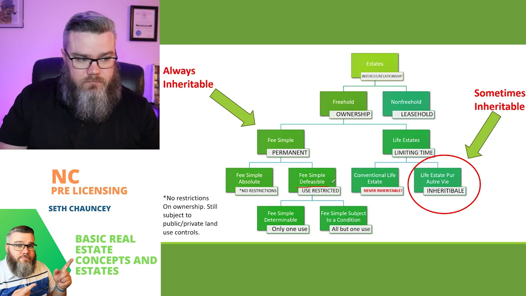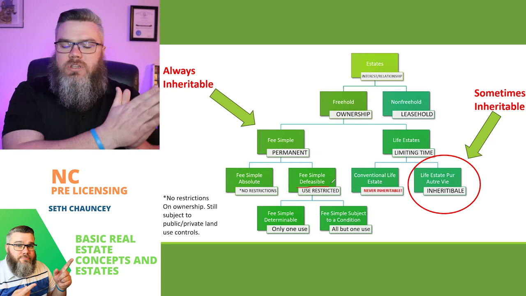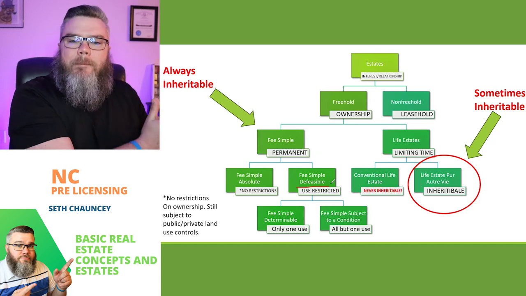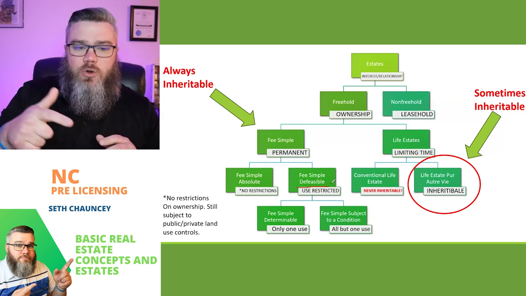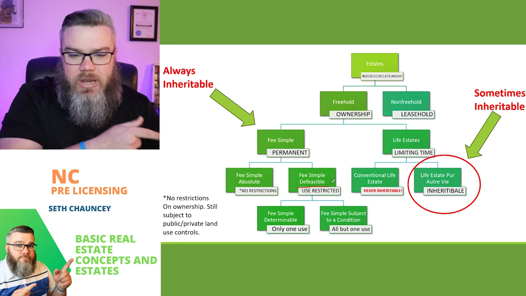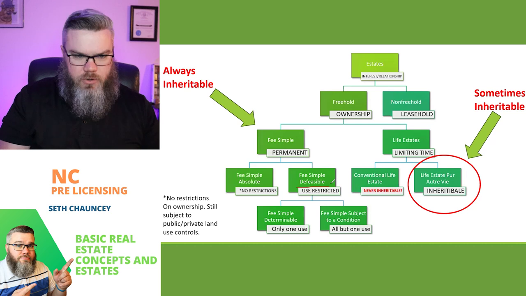Like a reduction. Like defeated. Defeated. Folks, this is ownership, but it's ownership where you could defeat your ownership. If you don't follow the rules, you could defeat your ownership and you don't own it anymore. That is a very unique type of ownership.